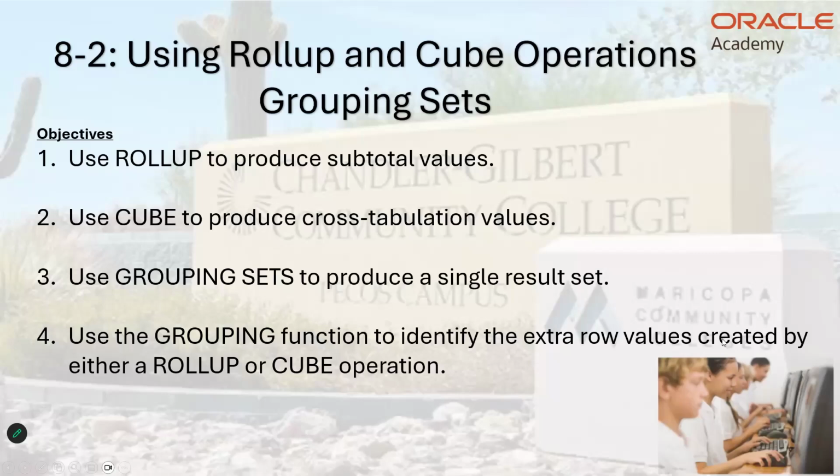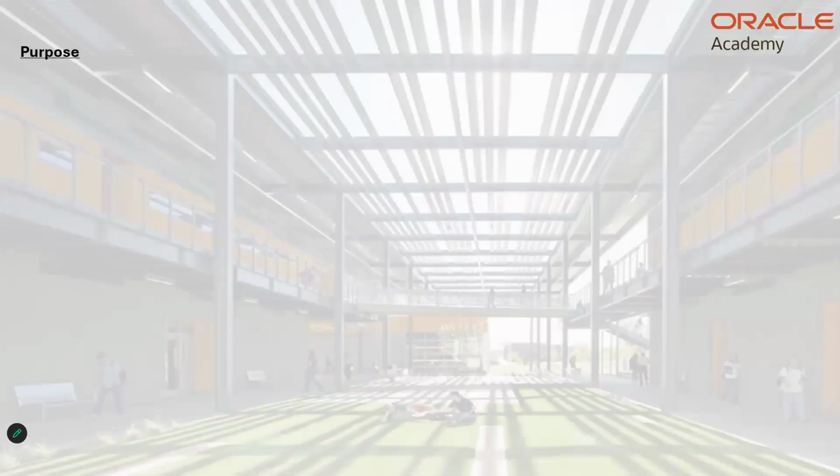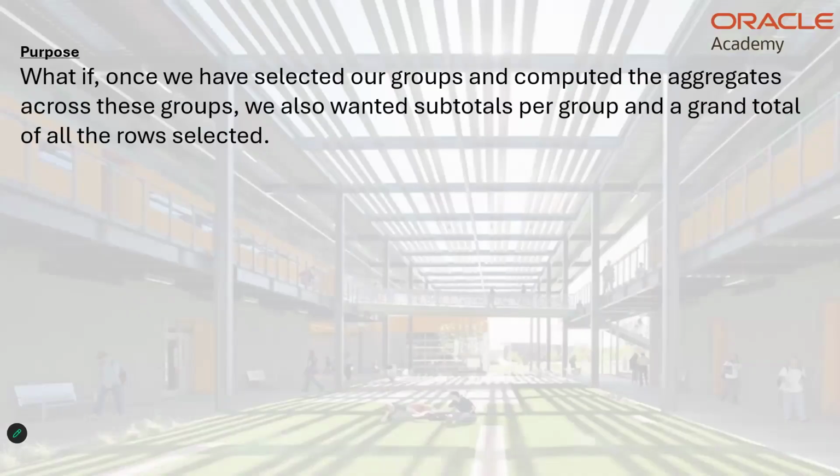But anyway, so roll-up, cube, and use grouping sets to produce a single result table. That's a lot of fun. Use the grouping function to identify extra row values created by either a roll-up or cube. So try not to be bored to death by this section. It can be useful. Of course, we have to come up with a reason.